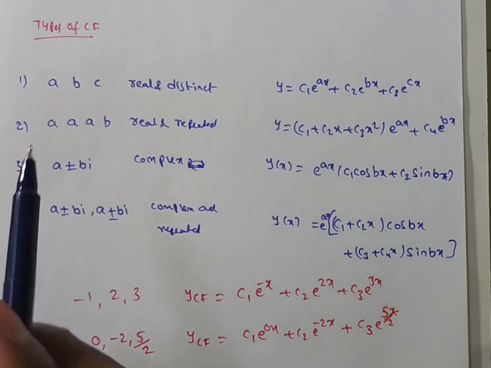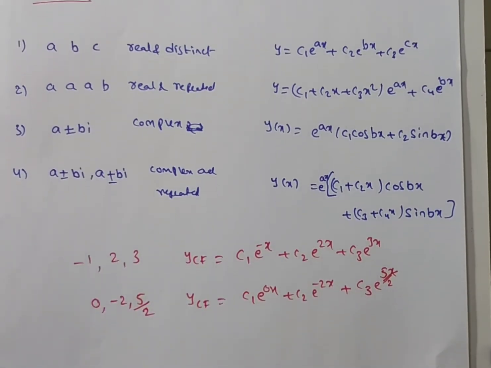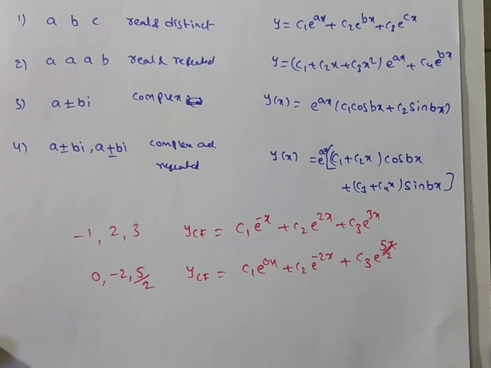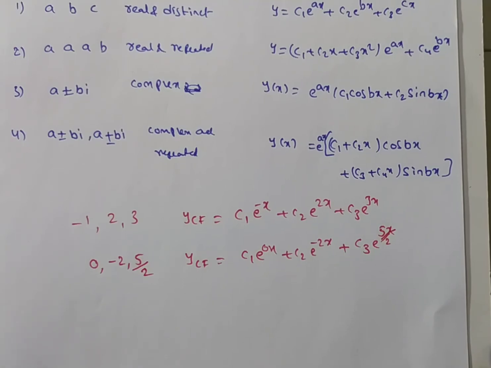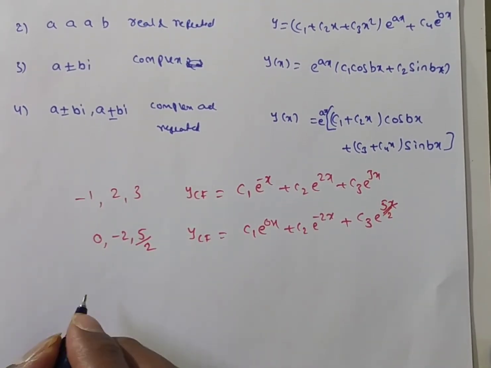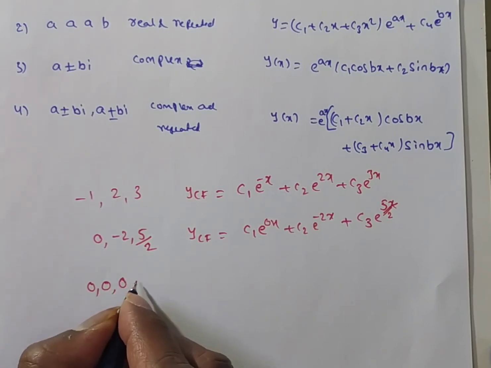Now, the roots may sometimes be repeated. Suppose d cube is equal to 0 is there. m cube equal to 0, nothing but m is equal to 0, 0, 0. Sometimes m minus 1 whole cube equal to 0, so m is equal to 1, 1, 1. Sometimes m cube into m minus 1 equal to 0. So in that case, you may get the roots 0, 0, 0, 1.